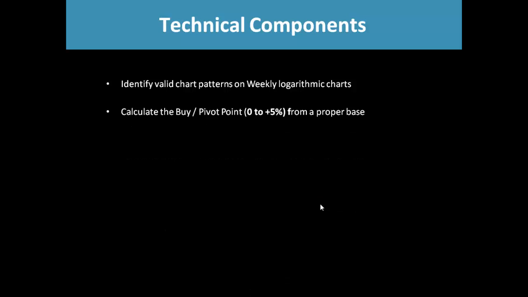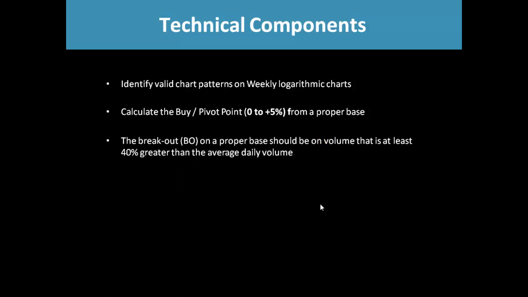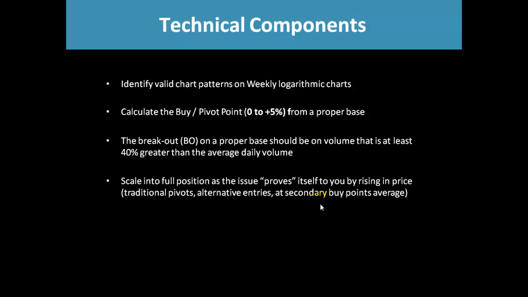We'll calculate the buy point from a proper base, and that range where we can buy is from 0 to plus 5% from the pivot point. We want breakout volume, like I said, that's 40% or greater than the average daily volume. And we try to scale into a position as it proves itself. We've got traditional pivots, alternative entries, secondary buy points. Those are all 3 different places that we can purchase.